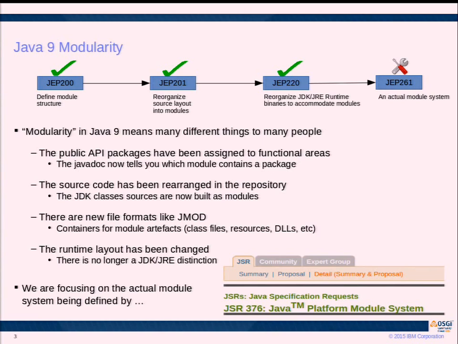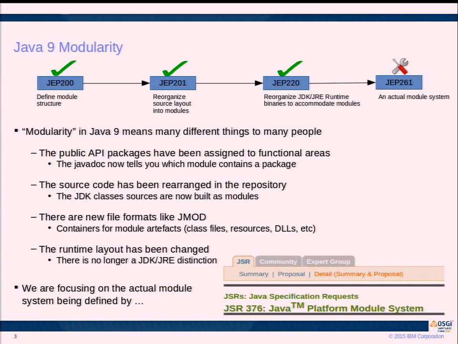For the purposes of this talk, I'm not going to be discussing all of the other periphery activities around this. I'm going to focus on the work that's actually going on in JSR 376, defining the platform module system, and then doing some comparisons between that JSR and what OSGi provides today.